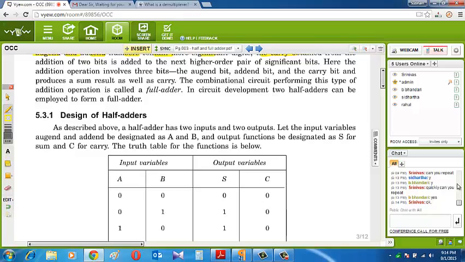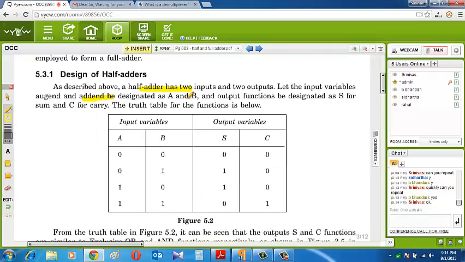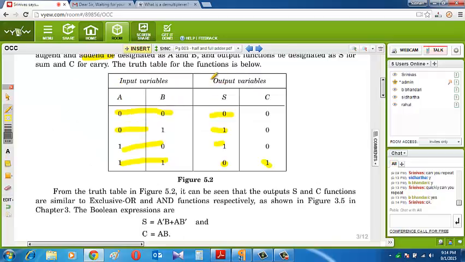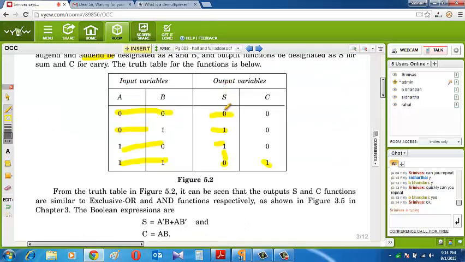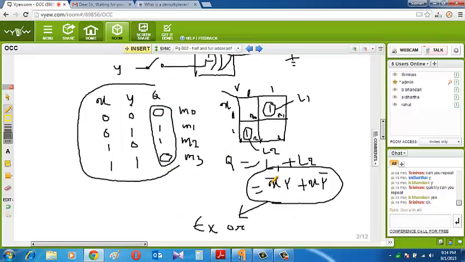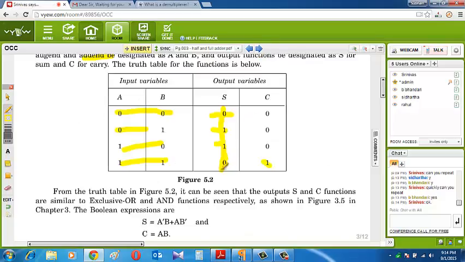Okay, see here. As described above, a half adder has two inputs and two outputs. Let the input variables, augend and addend, be A and B. If we add 0 and 0, it is 0. 0 1 gives 1, 1 0 gives 1, and 1 1, the output is 0 and carry is 1. By watching this, we have to make a truth table, which you already described in the previous problem as the truth table of the XOR gate. We see here 0 1, 1 0, then it is X bar Y and X Y bar, here A bar B and A B bar, because the two inputs are A and B.